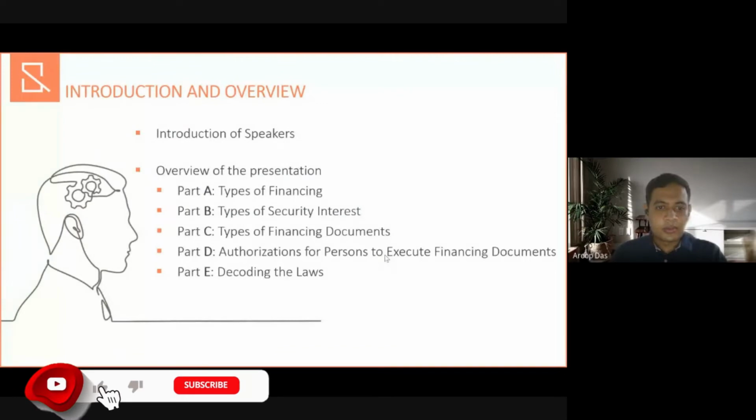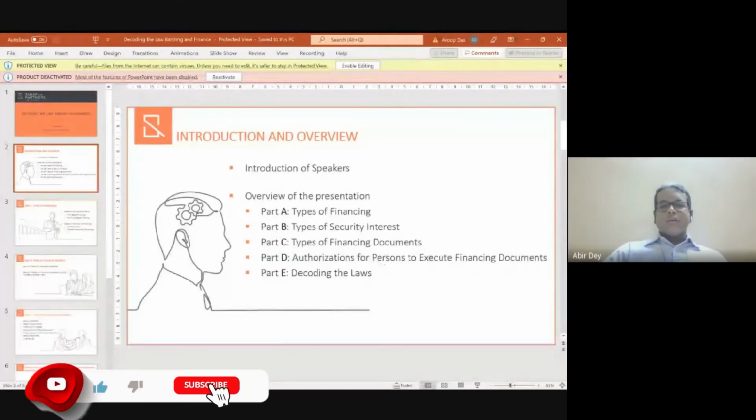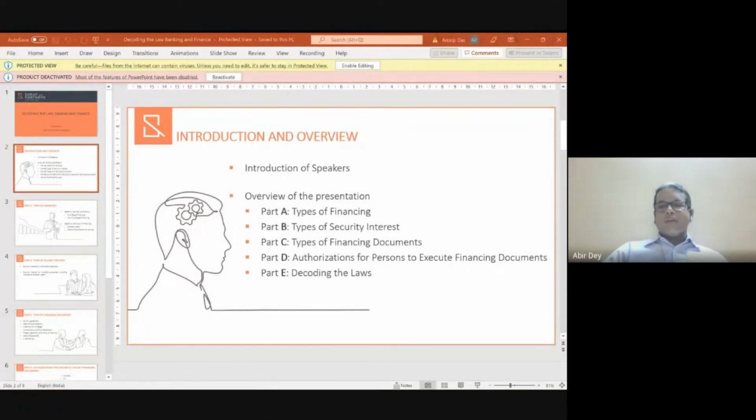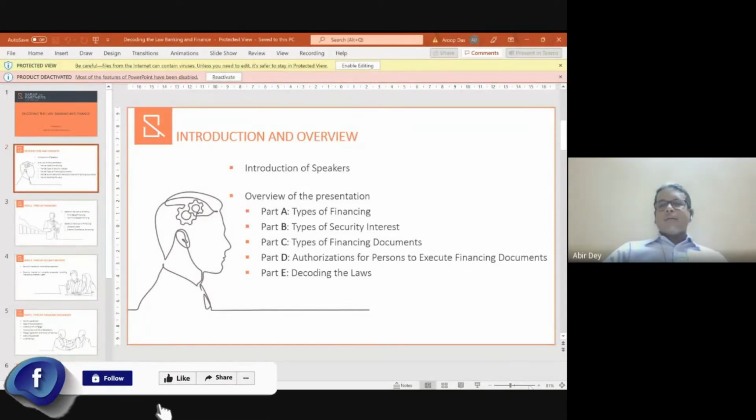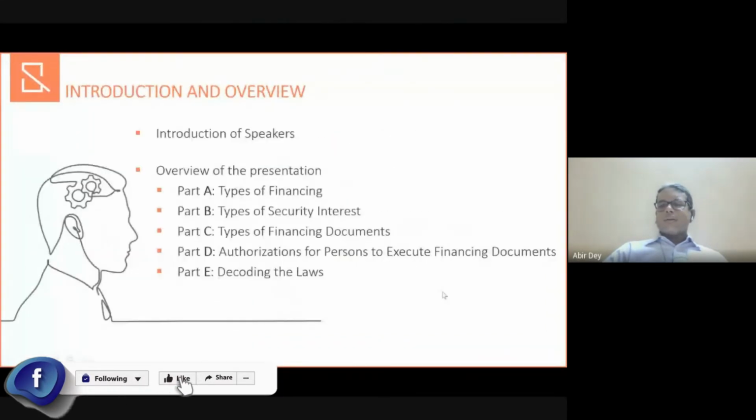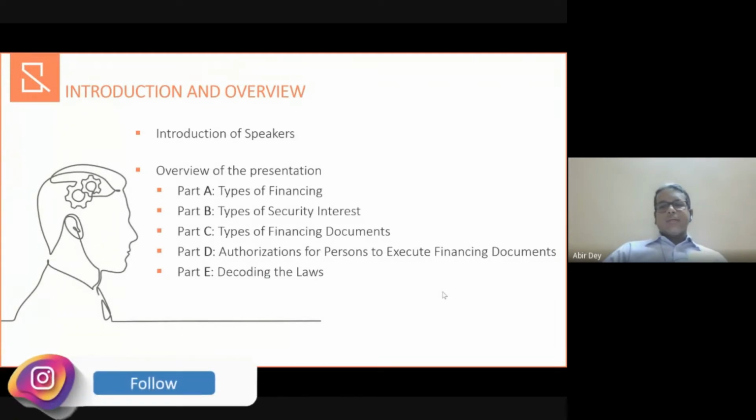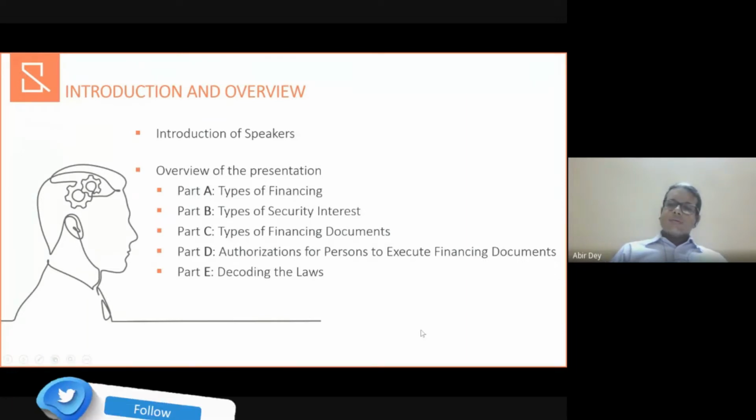So quickly, introduction is done. The overview of the presentation is built into 5 parts. One is we are going to explain to you what are the types of financing, in general, and what we generally deal with as a banking finance lawyer. Second is when there is a financing, the lender would request some sort of security.